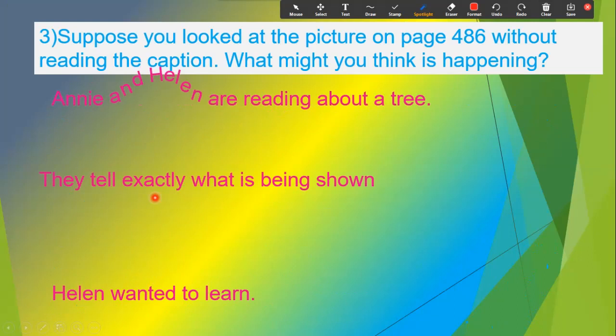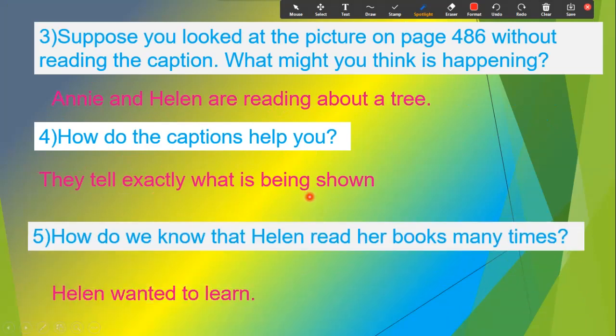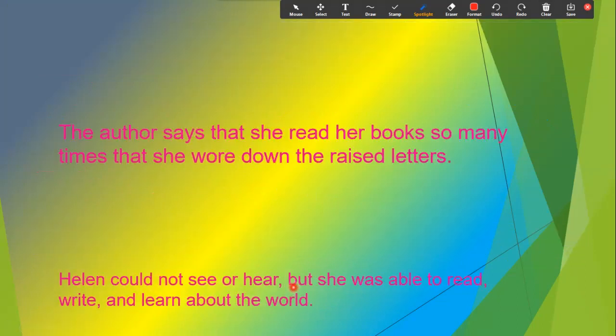Okay, question number 2. How do the captions help us? They tell exactly what is being shown. The caption, if you remember, means the writing under the pictures. How do we know that Helen read her books many times? Helen wanted to learn, and she was curious to read.